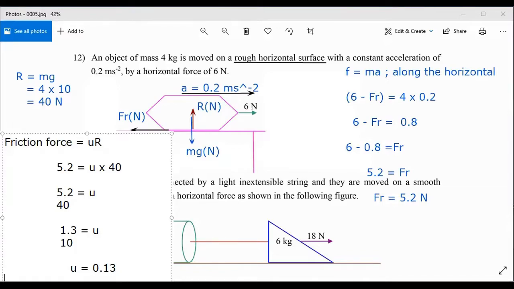Somebody please unmute the mic and read the question once again. Question number 12. Somebody please unmute the mic and read one more time.